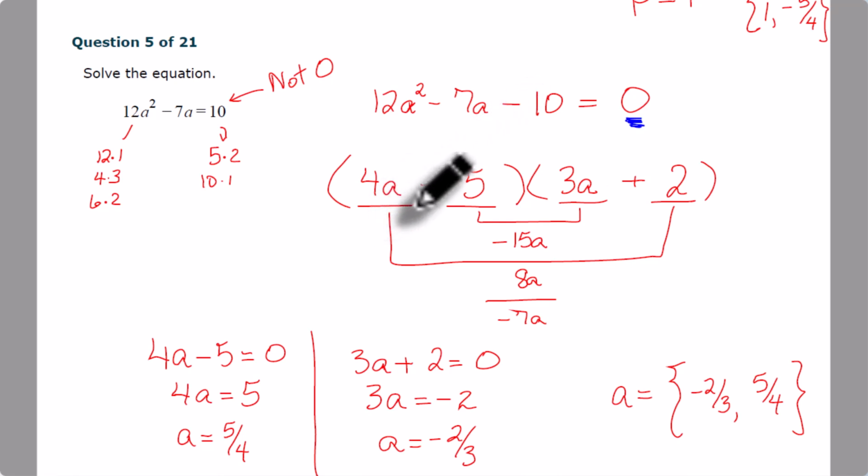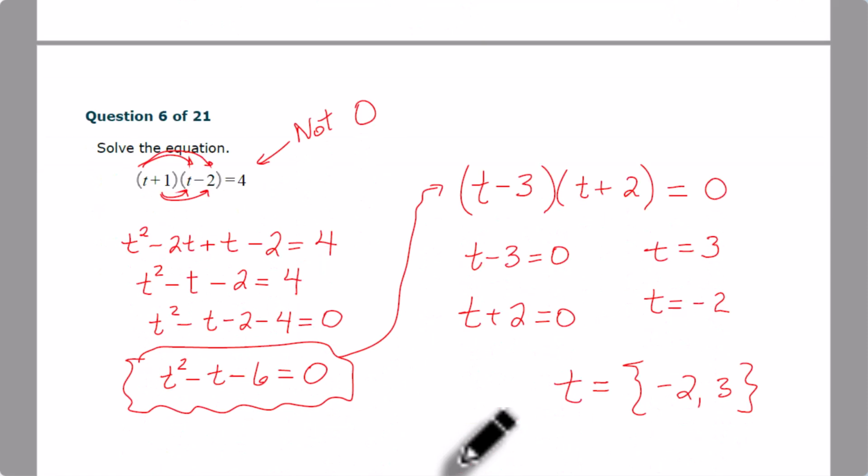And so I simply grab each one of these and set them equal to 0. Here, I move the 5, it becomes plus, then divide by 4. Here, move the plus 2 to the right, it's going to become minus, and then I divide by 3.